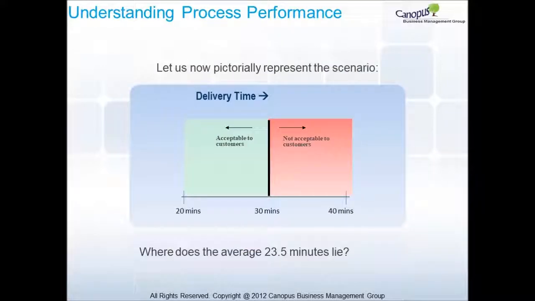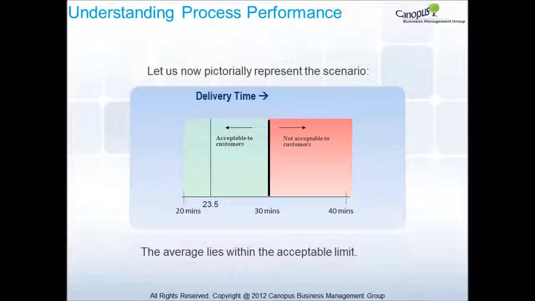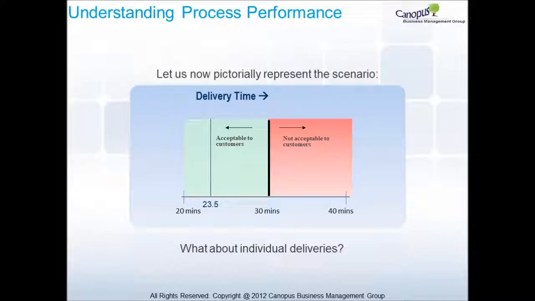Let's now pictorially represent the pizza delivery scenario. In this representation, where does the average 23.5 minutes lie? As is most often the case, the average lies within the acceptable limit. So, what about individual deliveries?